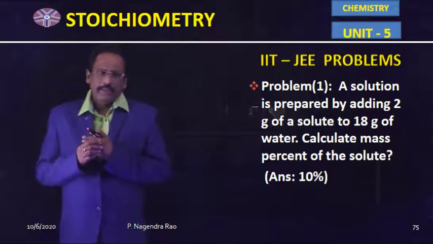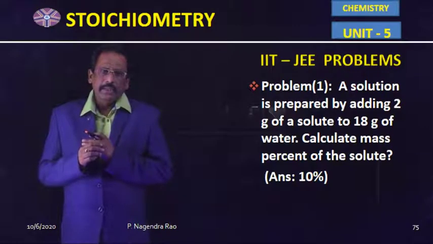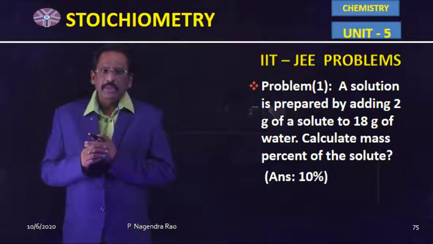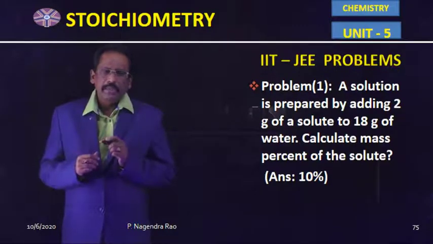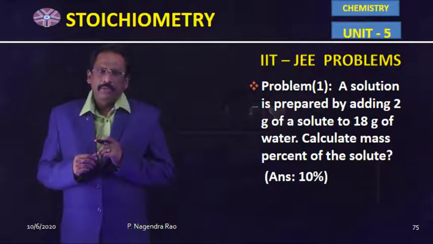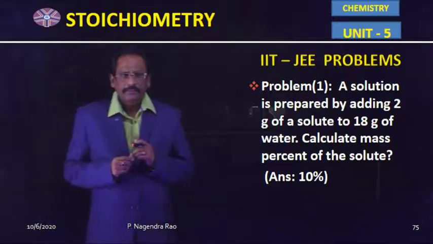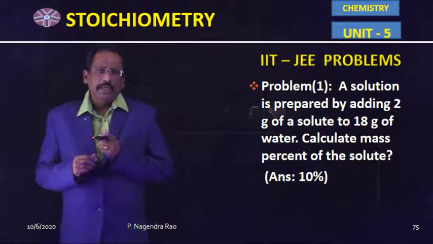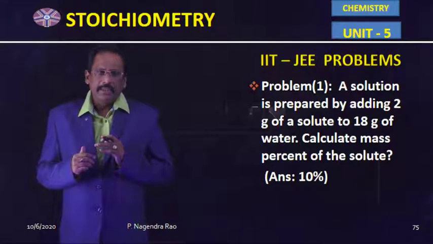Now the problems based on IIT JEE Main problems. The first problem is: a solution is prepared by adding 2 grams of a solute to 18 grams of water. That means in this problem, water acts as a polar solvent when 2 grams of the solute is dissolved in 18 grams of water. Now calculate the mass percentage of the solute.